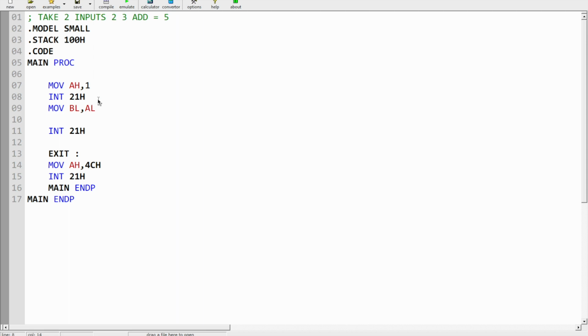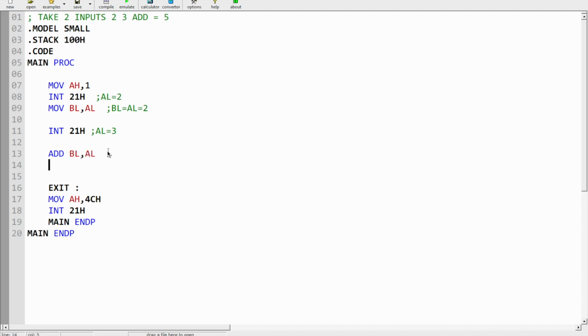So if we put, let's say, 2 here, we need to store it in BL, moving AL into BL. So when we take another input, let's say 3, we do not lose the value of 2. See, AL is now 3, and BL is 2. Now we have our AL and our BL, and we're going to add them.